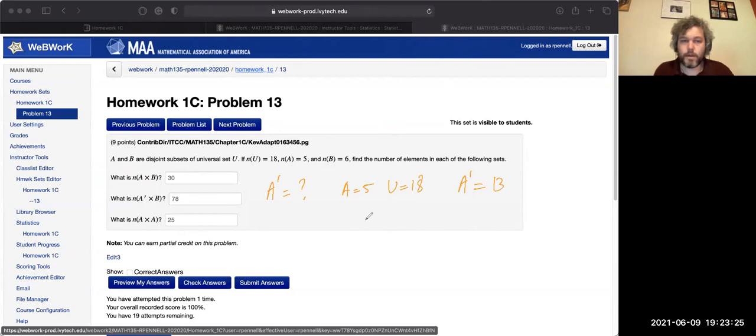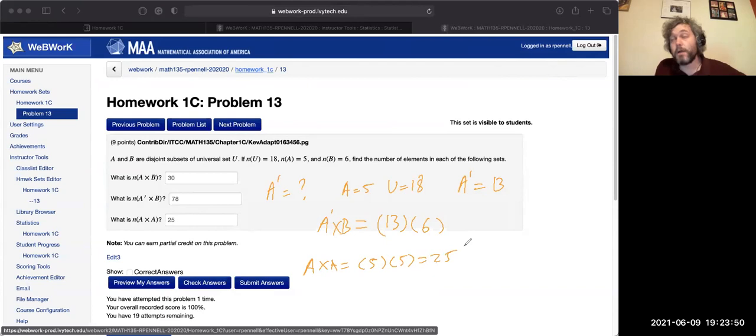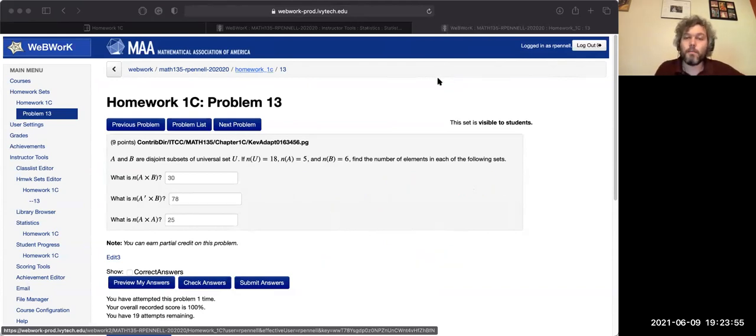So 18 minus 5, right? So there we go. There's A complement. Now you can go 13 times 6, and I claim that that is A complement times B. Okay, and then A cross A is 5 times 5. So we don't actually have to find what the Cartesian product is. We don't have to write out what it is. But we can find out how many elements are inside just from the given information. Okay.